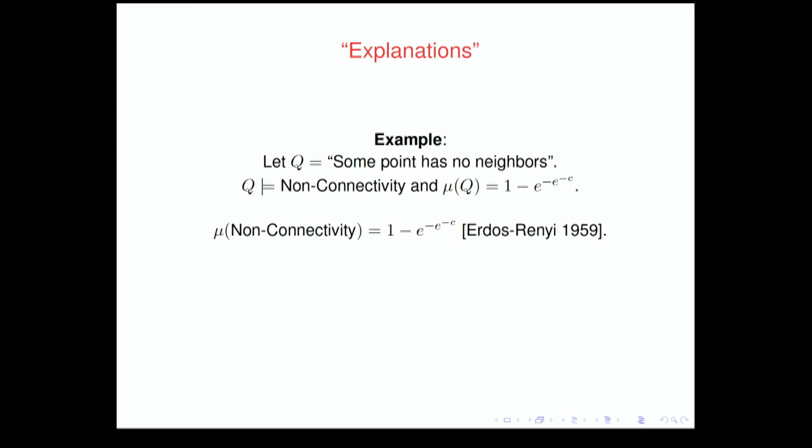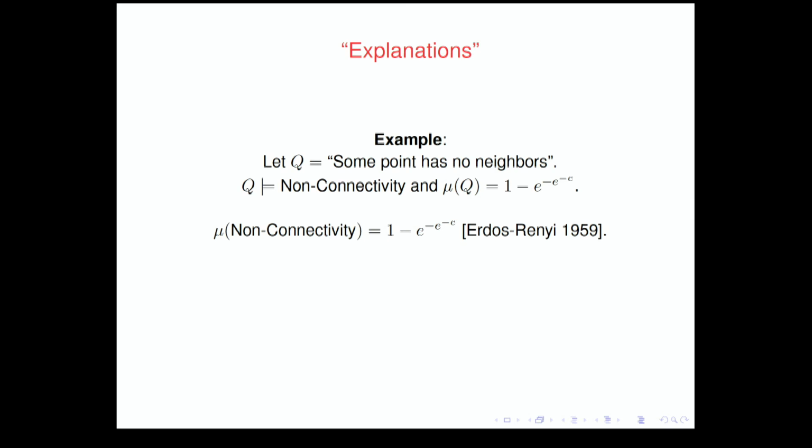But now I want to go back to this notion of explanations. So do we have explanations here again? Here's an example of an explanation. Look at the property, some point has no neighbors, so an isolated point. Now, this implies non-connectivity. Right? If you have an isolated point, it's not connected. And the probability of having an isolated point is 1 minus the probability of not having isolated points, which we already computed. And it turns out that this happens to be exactly the probability of non-connectivity. And this is from the Erdos-Renyi paper. So this very simple sufficient condition, I'm not saying that it explains non-connectivity, it's too simple, but it explains the shape of the probability, and this I find amazing.